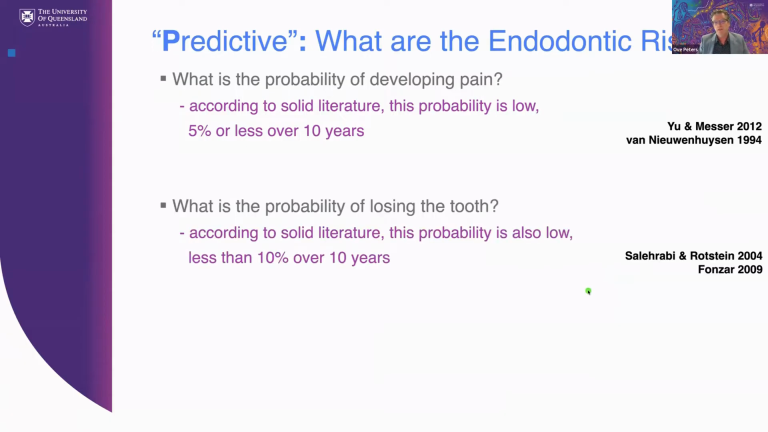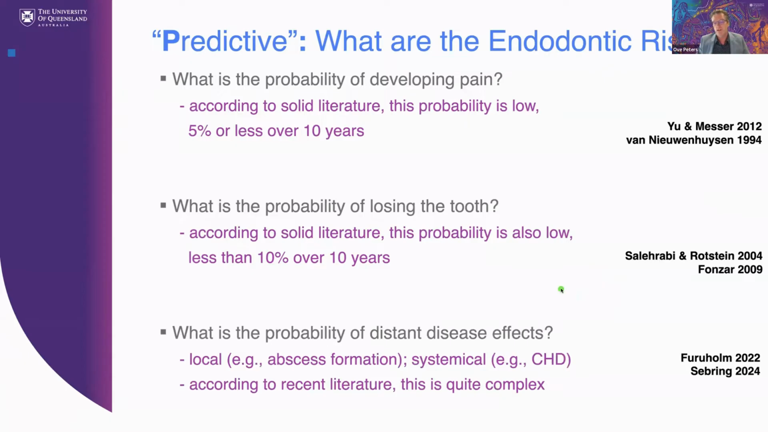What is the probability of losing a tooth that is endodontically treated? Also very low. We don't have good information about what is the probability of distant disease effects. I'm not talking about systemic disease like cardiovascular disease, Alzheimer's, or what have you, but it could be even local, like abscess formation, perhaps even life-threatening abscess formation. This is complex, and I will explore this as well in the next couple of slides.